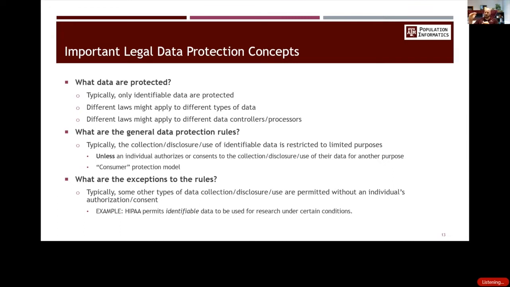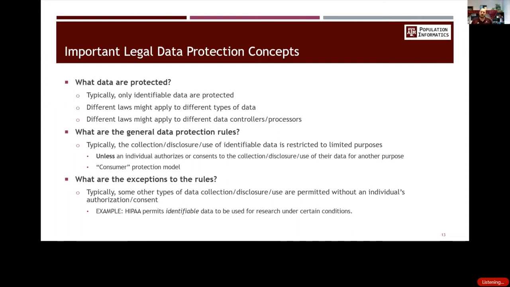Now, even though we've got this limited list of purposes that we can disclose or collect or use data under the general rule, there are almost always exceptions to this general rule. So these exceptions will typically permit the use of protected information for some other purpose.